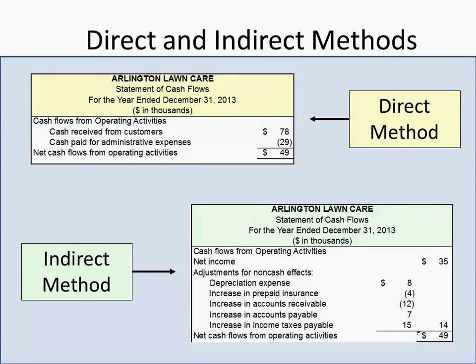Cash flows from operating. Cash received from customers, cash paid for administrative expenses would be the direct method. Indirect method, start with net income and adjust net income for non-cash effects. Okay? So basically here you have a net income number that's on the accrual basis and you're adjusting it to cash basis. That's what you're doing. Taking out everything that doesn't affect cash.